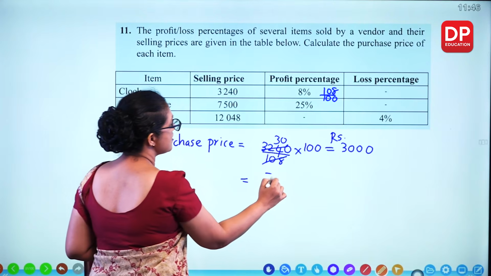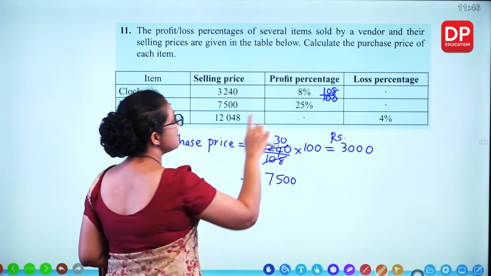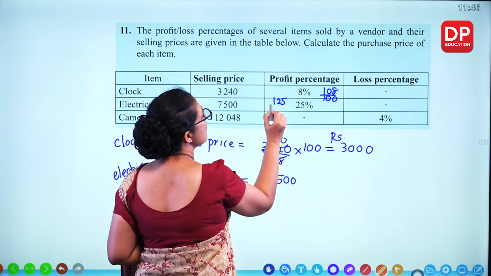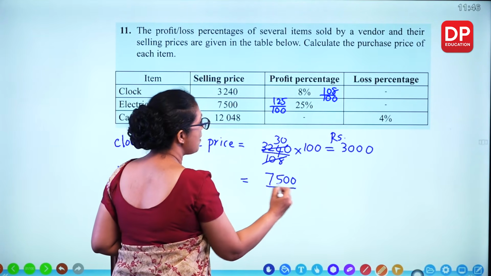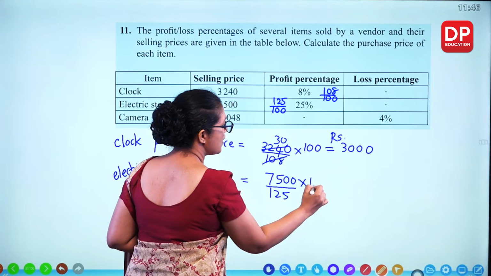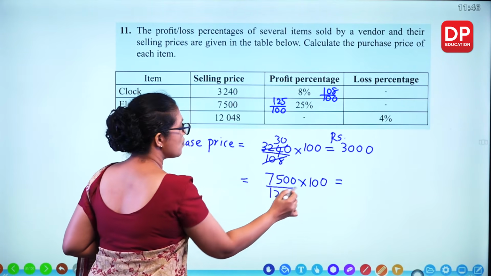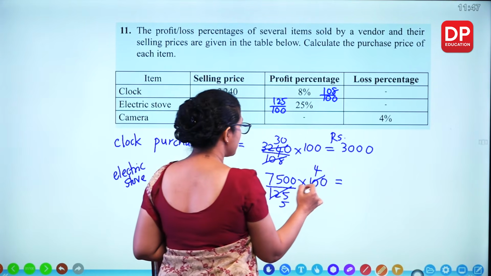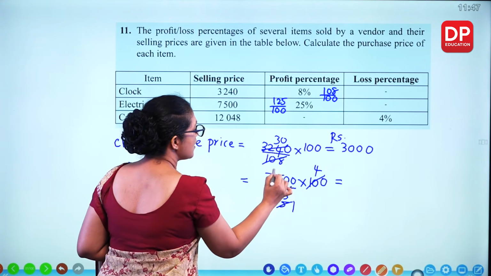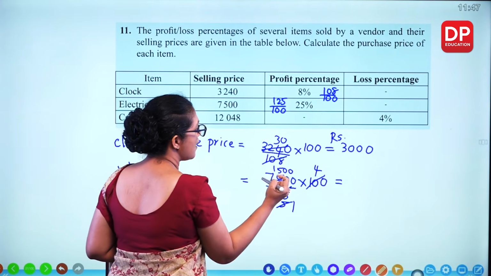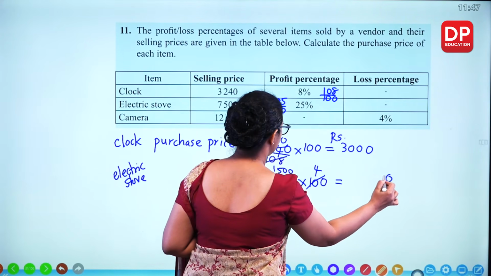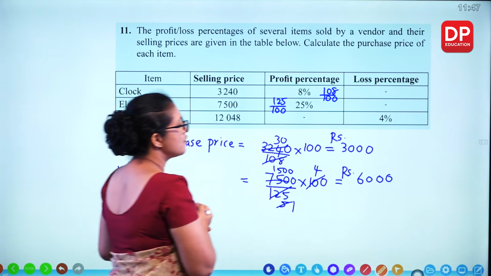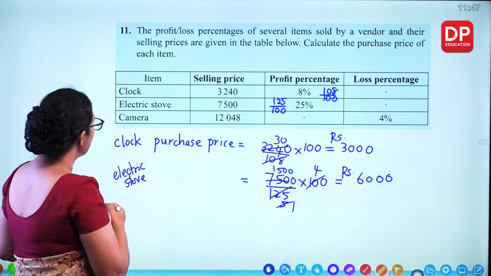The selling price is 7,500 and this is 25% profit. So that means 125 over 100. So you divide by 125 into 100. 25 times 4 is 100. 25 times 5. So 5 times this, you get 1,500 multiplied by 4. 6,000 rupees.